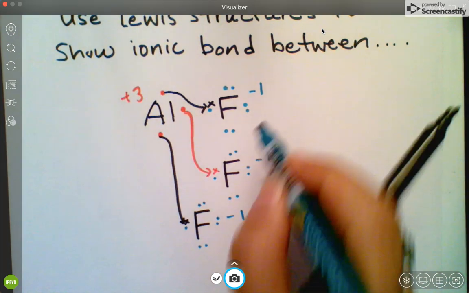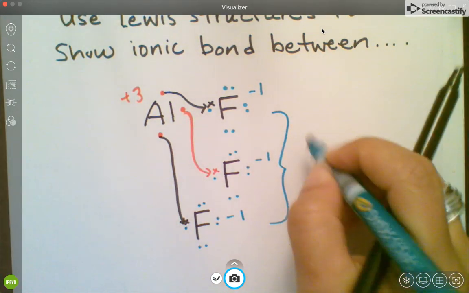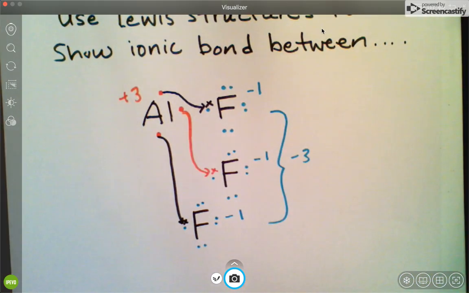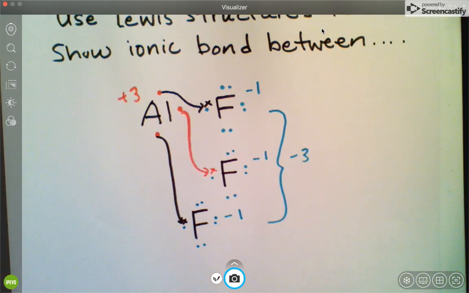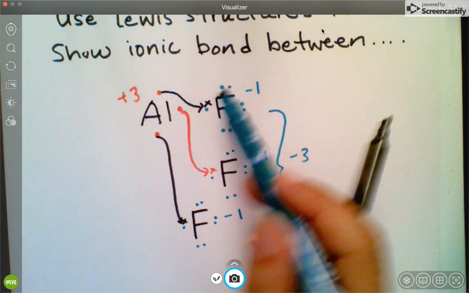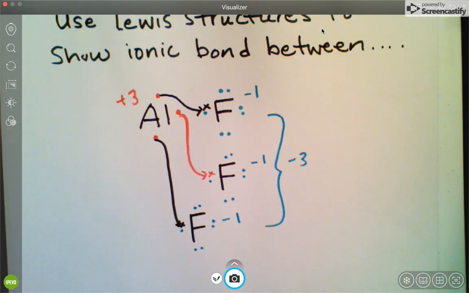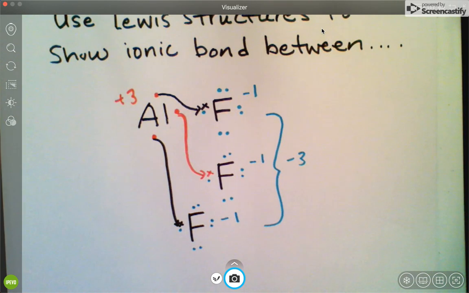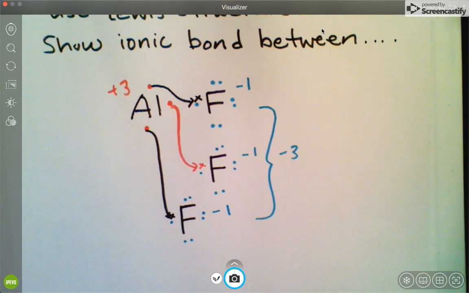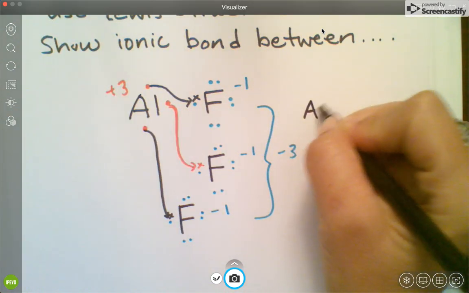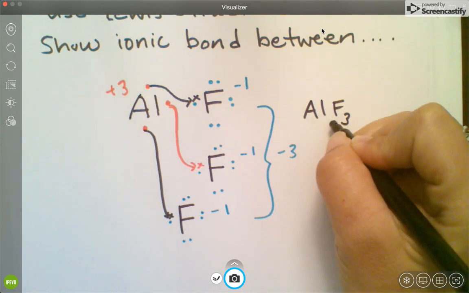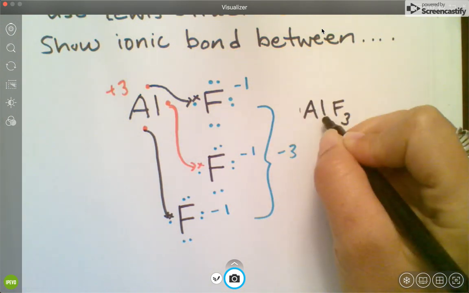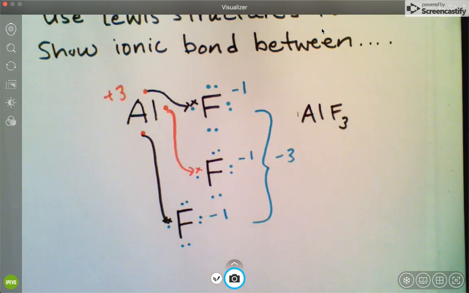If we've done everything correctly, we will notice that the total negative charge, being -3, and the +3 should equal zero in order to yield a neutral compound. It took 1 aluminum and 3 fluorine in this situation to make this compound. So the formula unit, or the formula name, would be AlF3. We don't put a 1 there. We assume that it took 1 aluminum and 3 fluorine to make that compound.